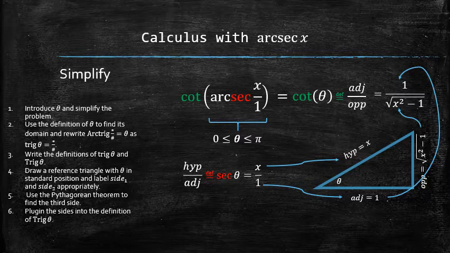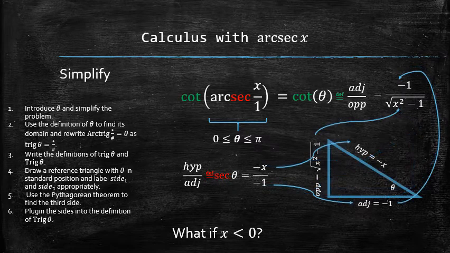However, this argument only works when x is greater than 0, because the hypotenuse in the reference triangle must be positive. So what do we do when x is less than 0? If x is negative, then we make the hypotenuse positive by factoring out the negative sign and drawing the reference triangle in the second quadrant.